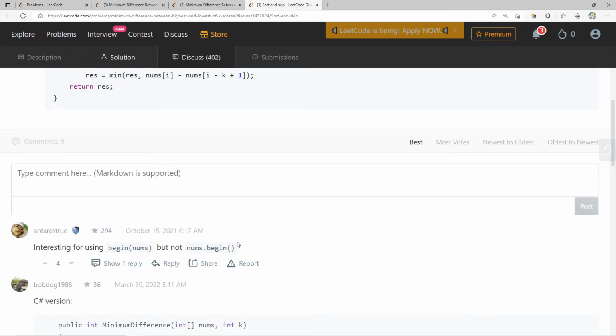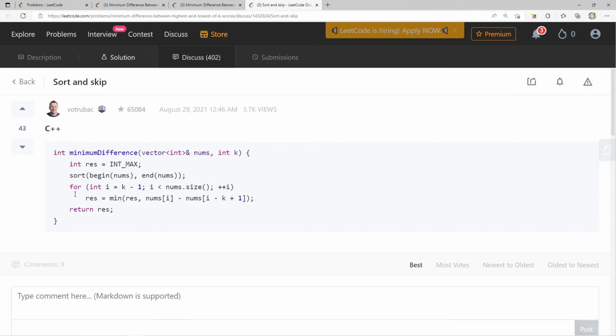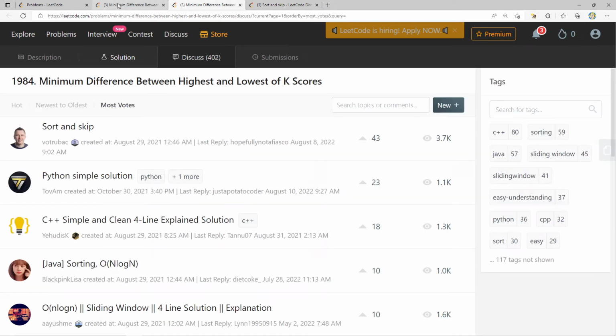Interesting, for using begin nums, C# version, nice and clean. Nice. Yep, I really do like this version. And I'm glad that it actually lined up with this person, who is like the best LeetCoder out there. That certainly feels great.